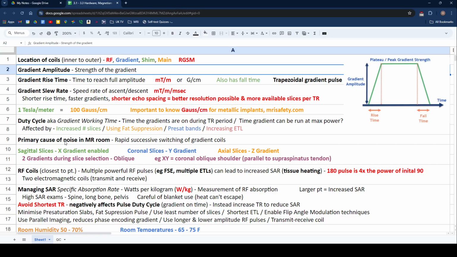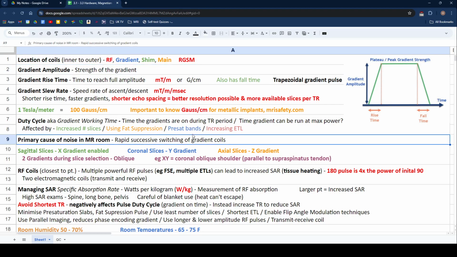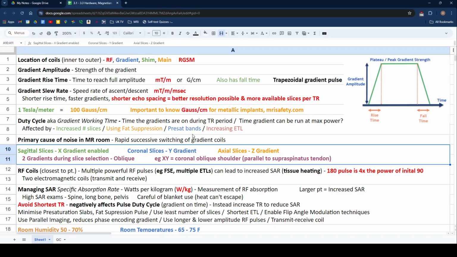The primary cause of noise in the MR room is the rapid successive switching of gradient coils. For sagittal slices, the X gradient is enabled. Coronal slices, the Y gradient. And axial slices, the Z gradient. If you use two gradients at the same time in slice selection, you get an oblique slice. E.g., XY will give you a coronal oblique shoulder, parallel to the supraspinatus tendon.